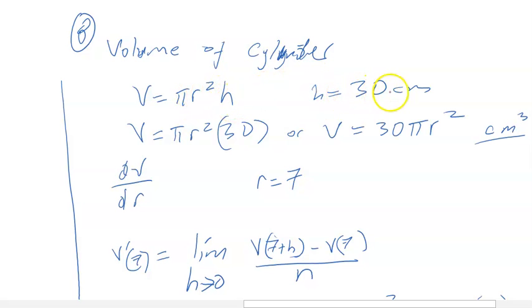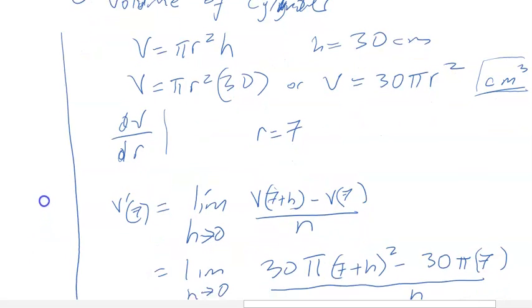The volume of a cylinder V is equal to pi r squared h. Here in this question, we're given that h is equal to 30 centimeters, so we can replace the h in the volume formula with 30. So V will be equal to pi r squared times 30, where V is equal to 30 pi r squared. And notice the volume is in centimeters cubed. We're asked to find dV/dr, or the change in volume with respect to the change in radius when r is equal to 7.